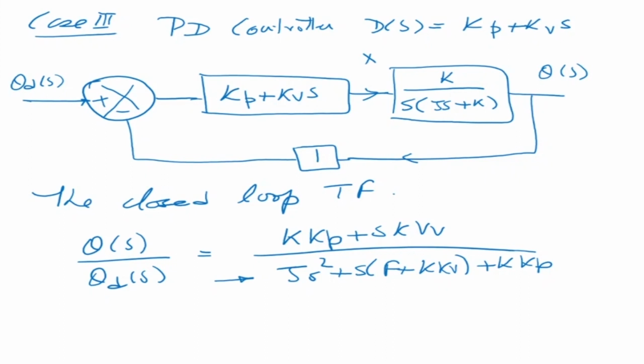Now the omega n and zeta are now determined by Kp and Kv. There are two variables now, Kp and Kv, both of them. If you increase, what is the effect of Kp and Kv? Let's look at that. Effect of Kp and Kv.